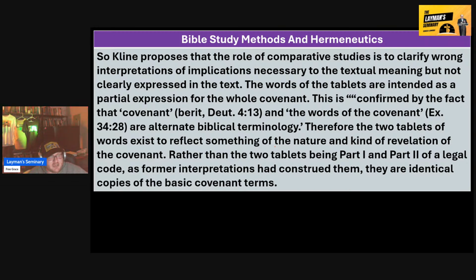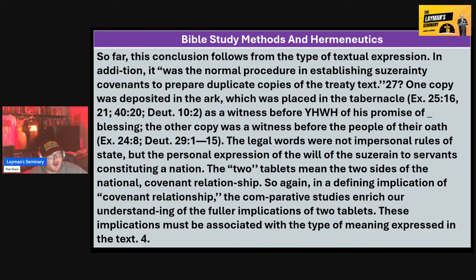The words of the tablets are intended as a partial expression for the whole covenant. This is confirmed by the fact that the covenant, Berith in Deuteronomy 4:13, and the words of the covenant, Exodus 34:28, are alternate biblical terminology. Therefore, the 2 tablets of words exist to reflect something of the nature and kind of revelation of the covenant. Rather than the 2 tablets being part 1 and part 2 of a legal code, as former interpretations had construed them, they're identical copies of the basic covenant terms. So far, this conclusion follows from the type of textual expression.